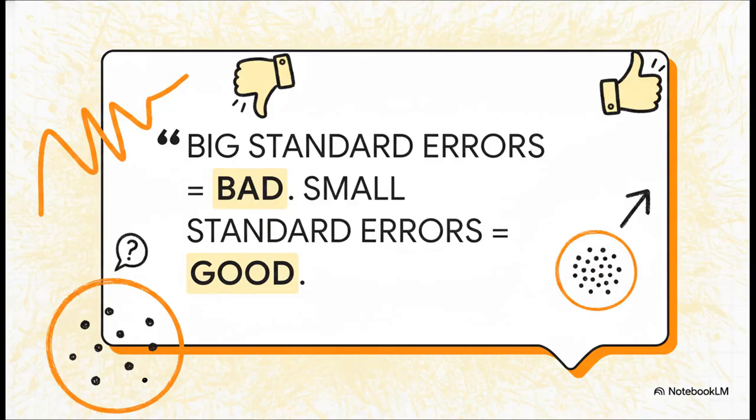So look, if all that is making your head spin a little, just burn this one thing into your brain. Big standard errors are bad. They mean our estimate is wobbly and uncertain. Small standard errors are good. They mean our sample average is probably really, really close to the true population average. That's the gold standard.